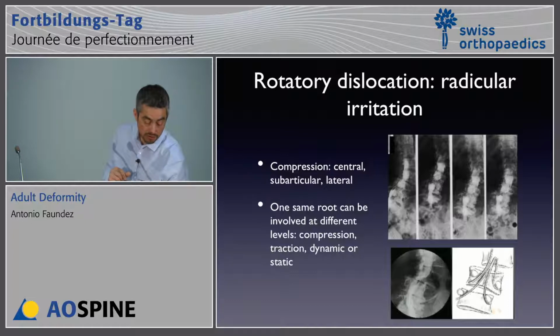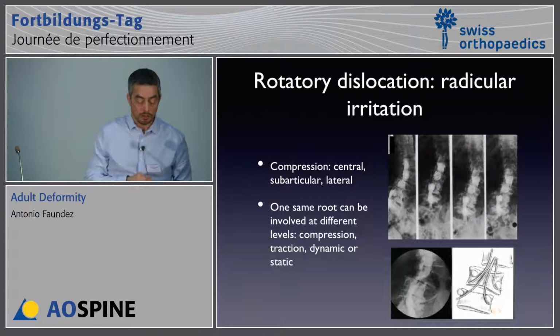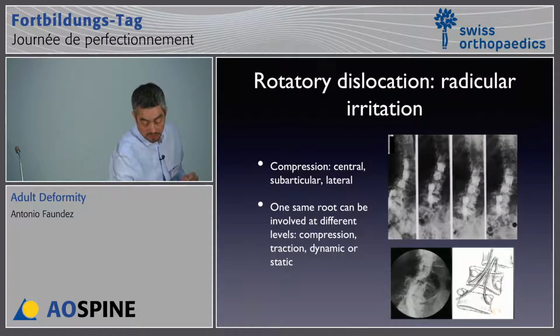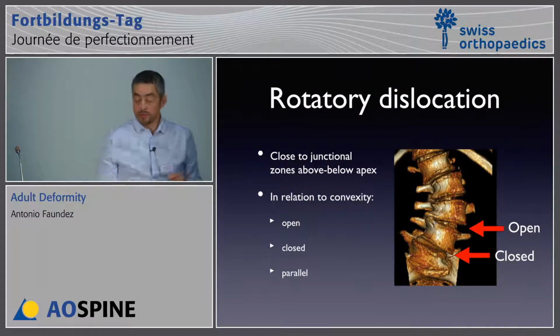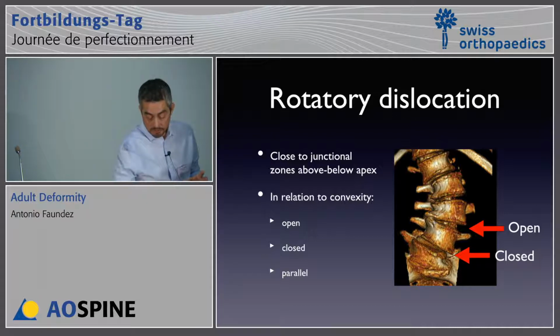of this pathology. You can have a compression which can be central, subarticular, lateral, and one same root can be involved at different levels. You can have compression or traction of the root. Rotatory dislocation is classified according to the convex side. It can be open, closed, or parallel.